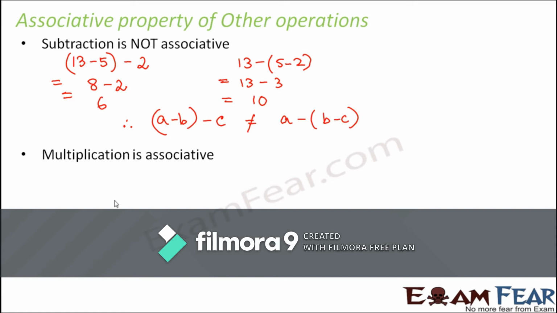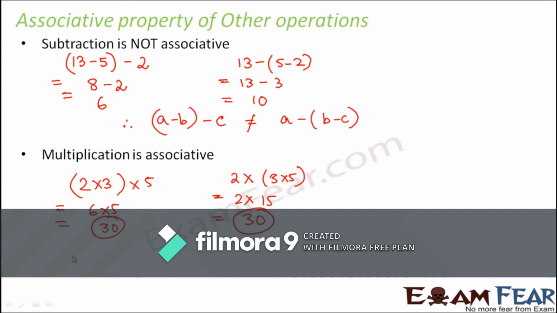Let's talk about multiplication. In multiplication again we see that it is associative. That means if we take something like this, (2 × 3) × 5, what do we get? 6 into 5, which is equal to 30. Now if the same thing we do like this, 2 × (3 × 5), so 3 into 5 is 15. So 2 into 15 is 30. So we get the same result in both the cases.